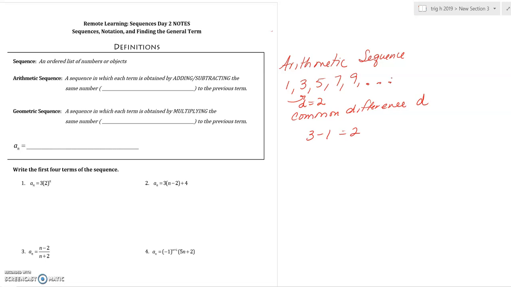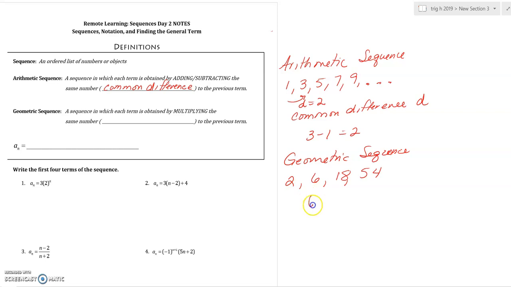So we would say a sequence in which each term is obtained by adding or subtracting the same number, which is the common difference. Now, let's say we had a geometric sequence. So an example of a geometric sequence might be something like, how about 2, 6, 18, 54. Notice I didn't put the 3 dots, so this one is finite. This one stops.